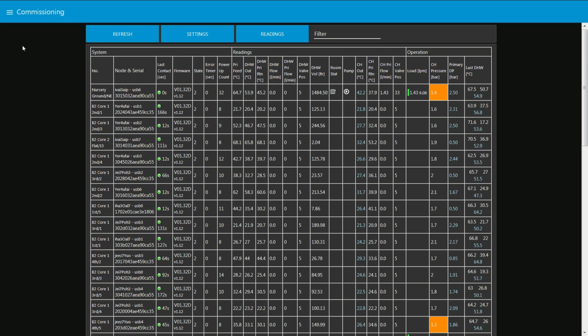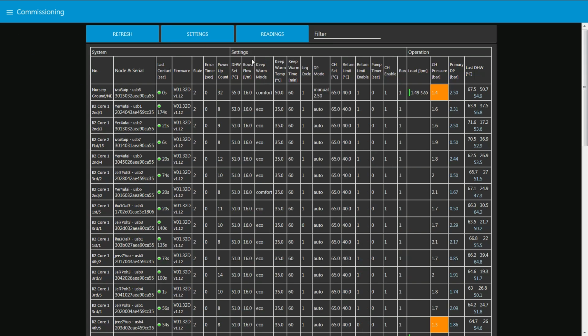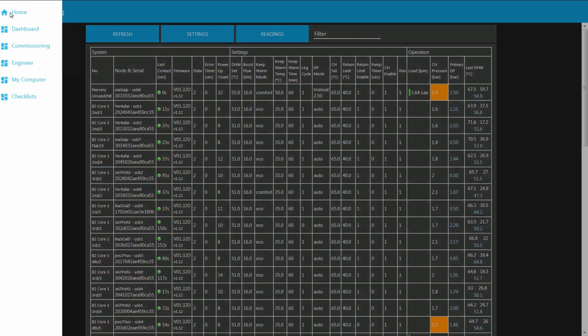Okay, now returning to our main screens, let's have a look at how we may change the settings on individual HIUs remotely. So let us have a look at, say, this second unit down. The second unit at the moment has a domestic hot water set point of 53. Now let's say we want to change that to 51 degrees C. We can do that through the engineer screen.